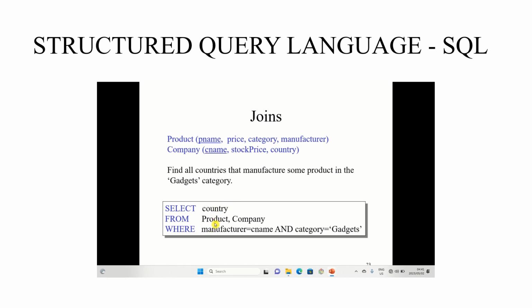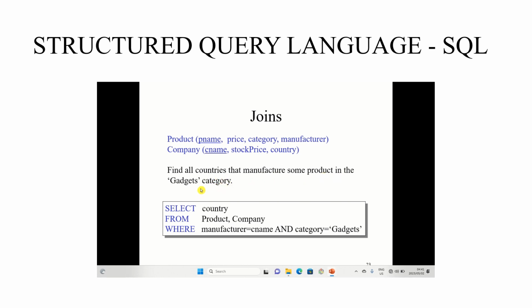Write its relational home here quickly. So country, company. So put company here. Find all countries that manufacture. See, manufacturer is now product. So product is also involved. So list all the tables that get touched by the question. List all of them opposite the from part of the selection instruction. Okay. Some product. Find all countries that manufacture some product in the gadgets category.